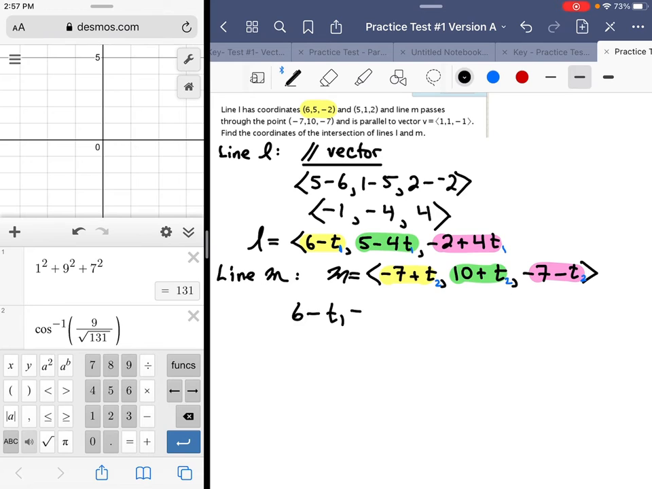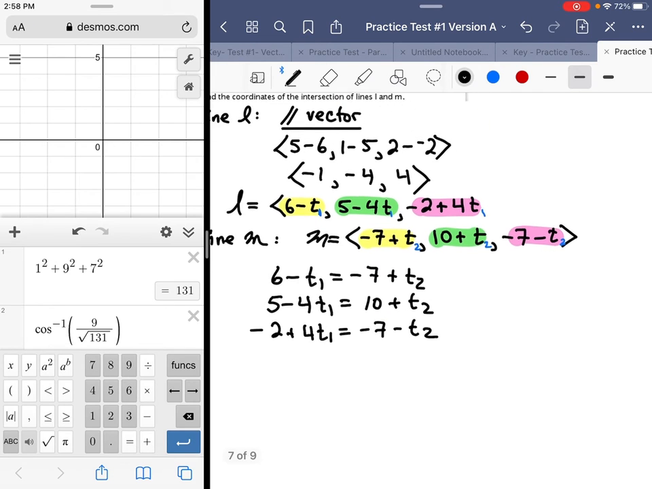So 6 minus t1 would be equal to negative 7 plus t2. That means there's some t value in the first line that could equate the x component to the x component in the second line with its corresponding t2 value. So 5 minus 4t1 equals, oh, sorry, we're reading the wrong thing, even though it's color-coded. 10 plus t2, and negative 2 plus 4t1 equals negative 7 minus t2.